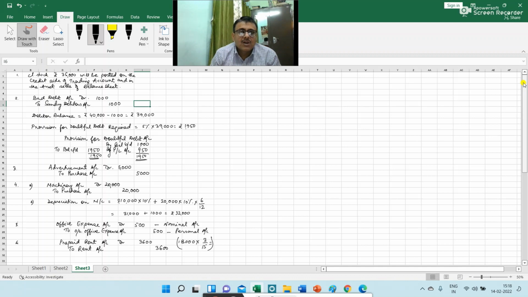The next is a wrong entry has been passed. Instead of debiting the machinery account, you have debited purchase account. So you need to pass a rectification entry. So machinery account debit to purchase account rupees 20,000. So amount of purchase will be reduced by 20,000 in the trading account and you need to add 20,000 to machinery.